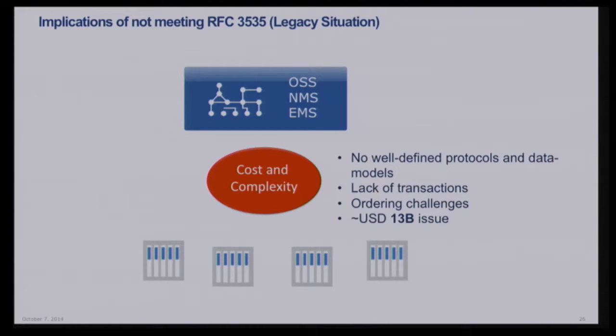Okay, so the implications of this can be pretty profound. Traditionally, we have had no well-defined protocols. We have had no transactions. We have had huge amounts of ordering challenges, which means that people have mistyped things and taken networks out of order and still do that. Actually, to the point where I think the number is about $13 billion a year spent only on the last hop between the provisioning systems and the network elements themselves.